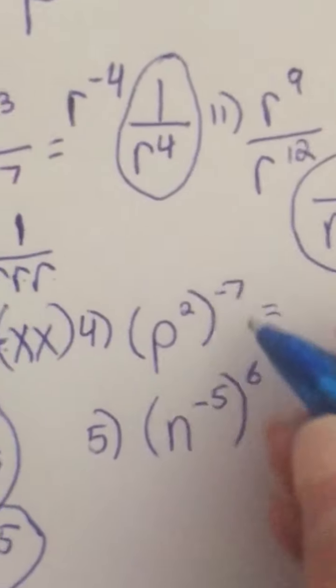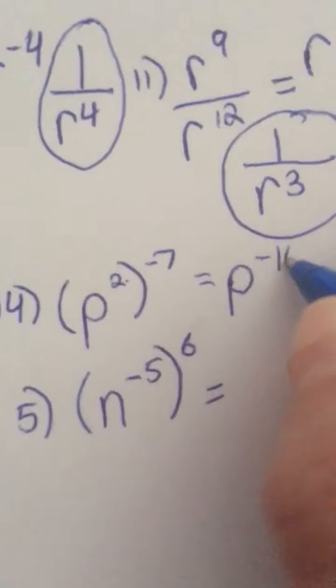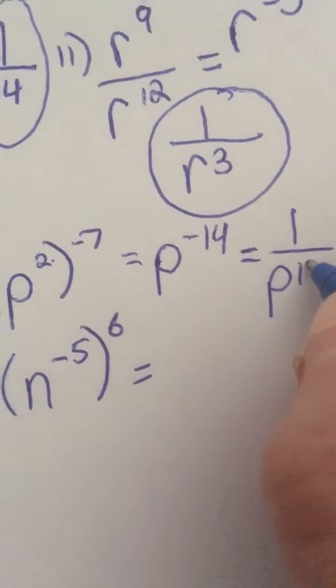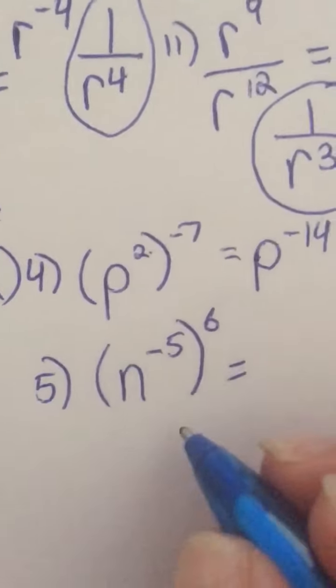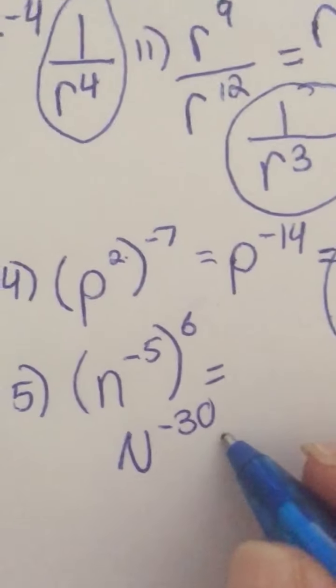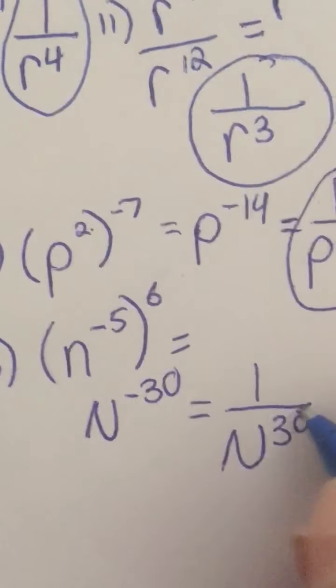Next we have p to the 2, and then we're going to multiply by negative 7, which gives us negative 14. Again, make that 1 over and make it positive. And same thing with this one. So it will be n to the negative 30th, 5 times 6. But we have to make it positive, so 1 over n to the 30th for our final answer.